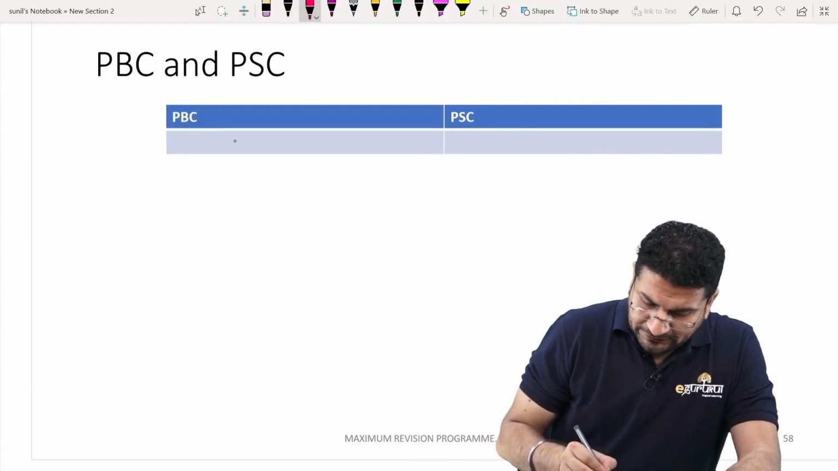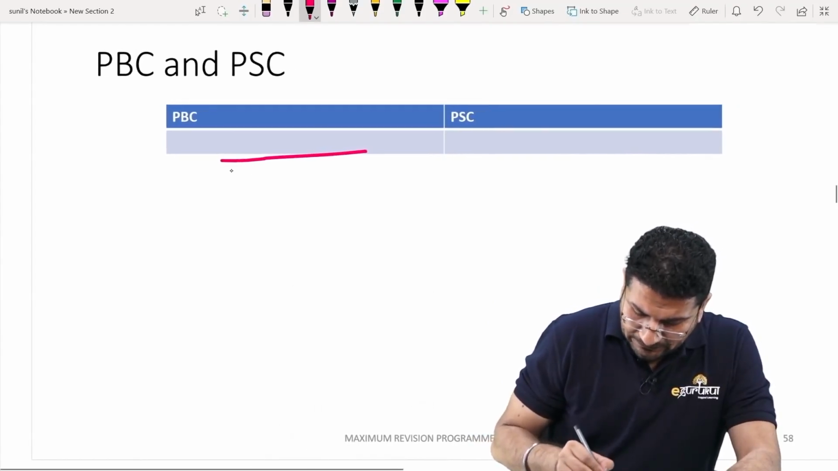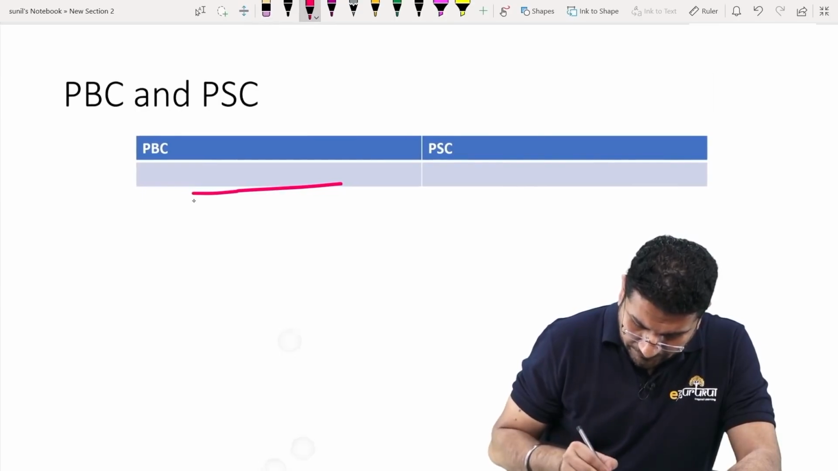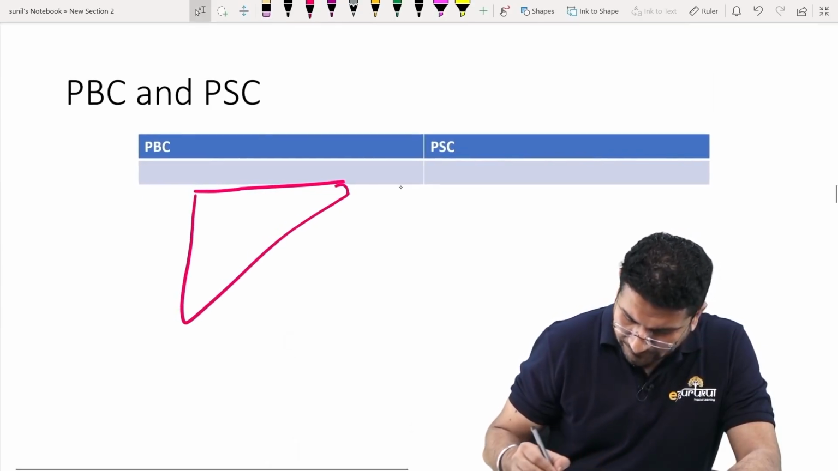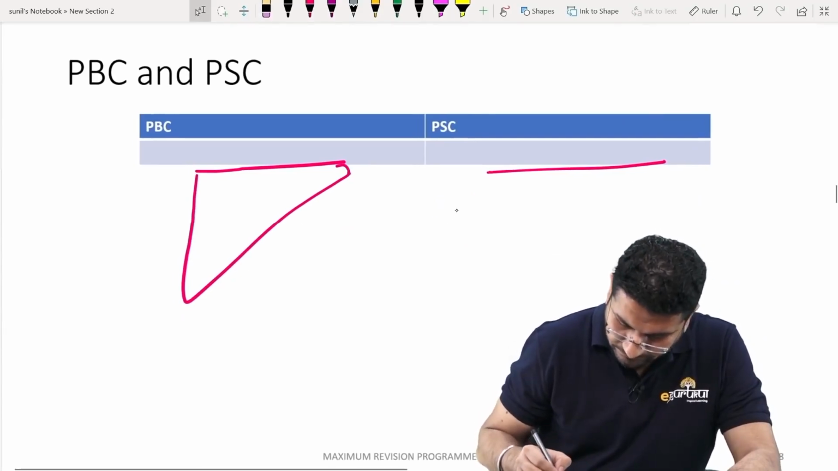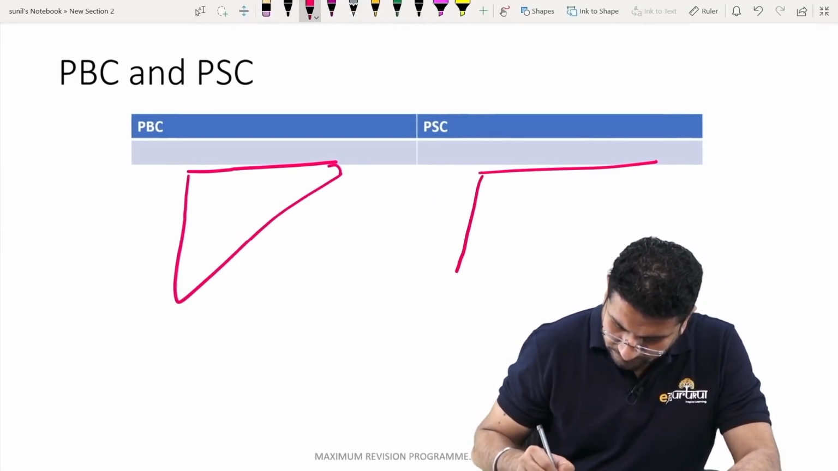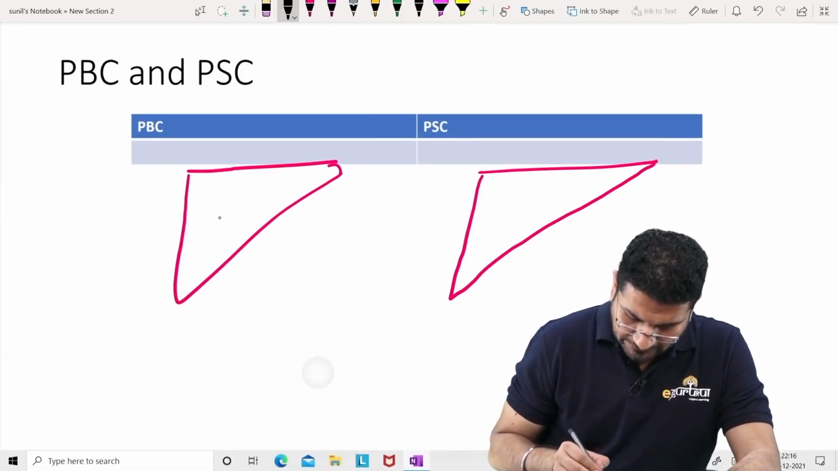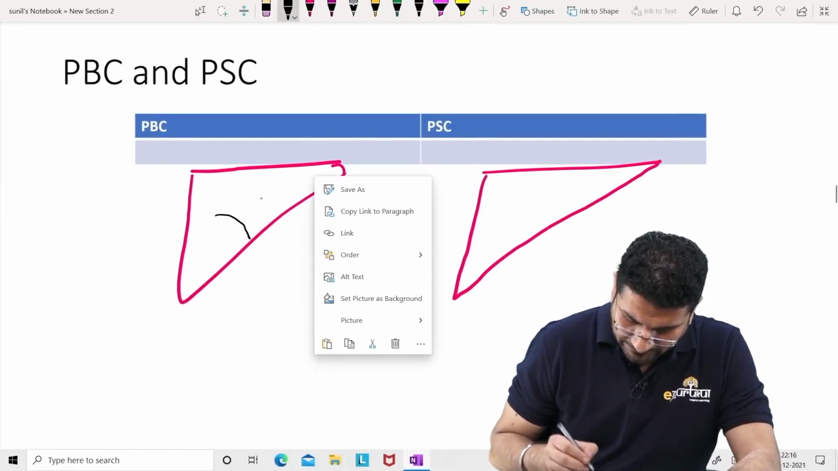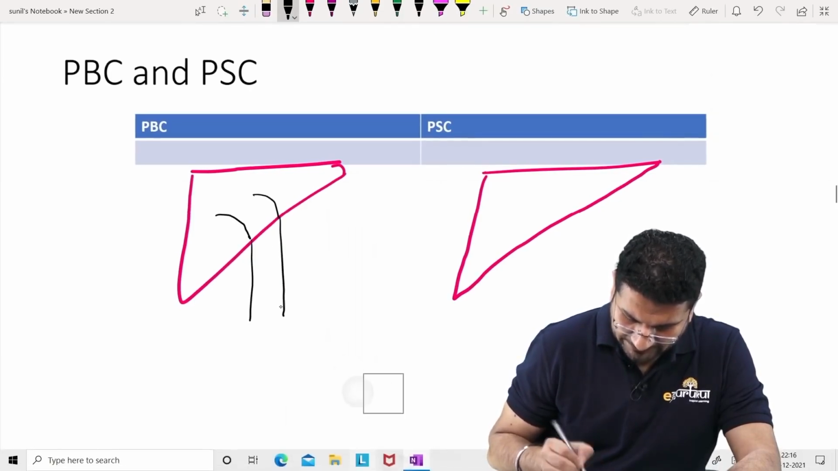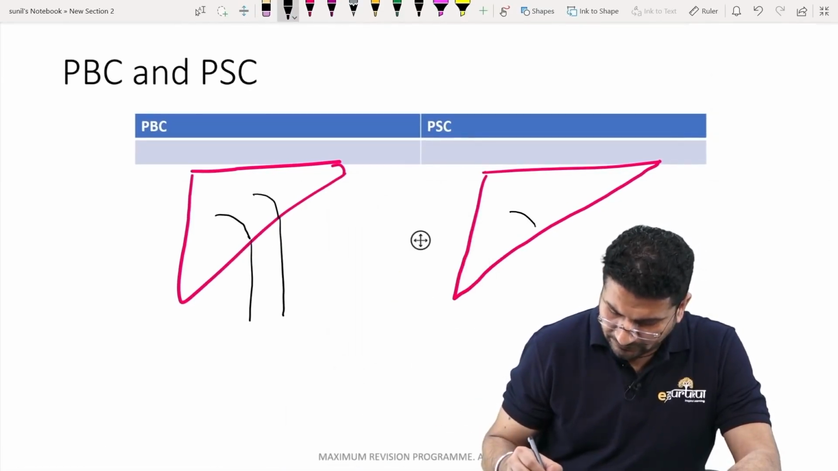Primary biliary cirrhosis and primary sclerosing cholangitis. So I want to draw an image in front of you to make you understand this. If I say this is your liver, and we have the ducts, these ducts which are going inside the liver we call intrahepatic ducts. Ducts which are outside, we call extrahepatic. Intra, extra.